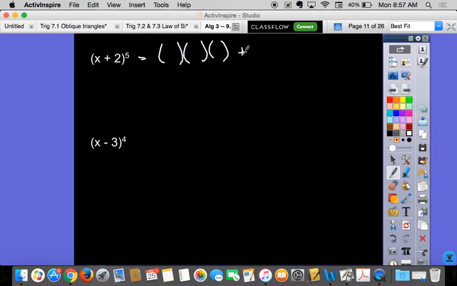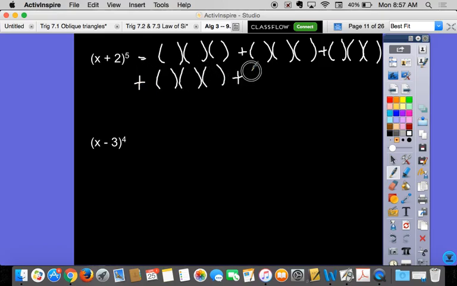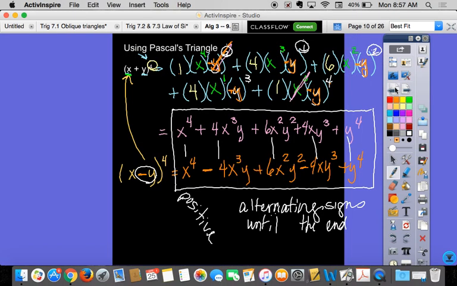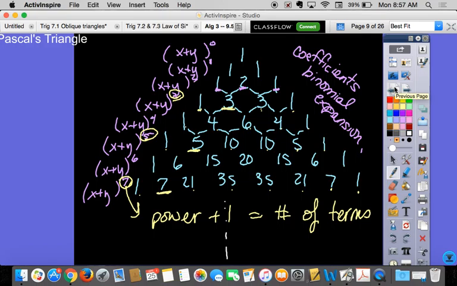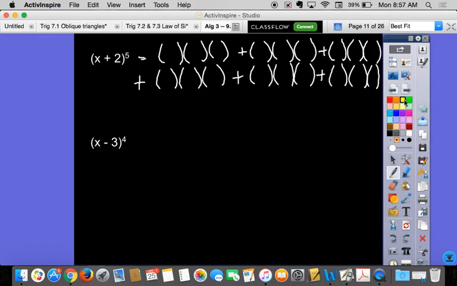I have a power of 5, so I need to prep for 6 terms, right? Okay, now, just to make sure I don't mess up, let's come back. I have 1, 5, 10, 10, 5, 1. Scooting back, here we go. 1, 5, 10, 10, 5, 1. And I would have a calculator handy because some of these get large.